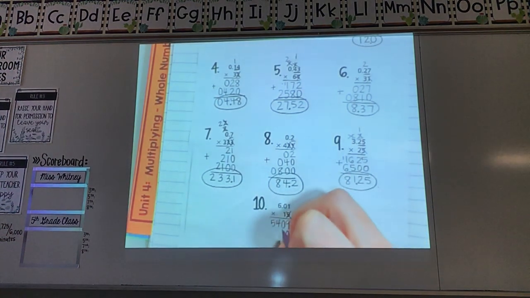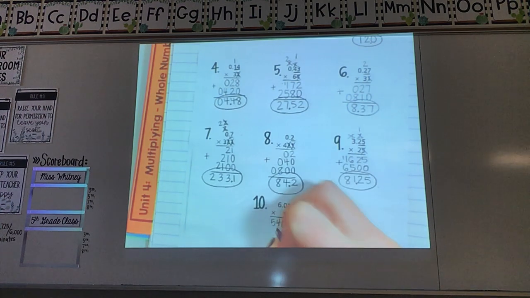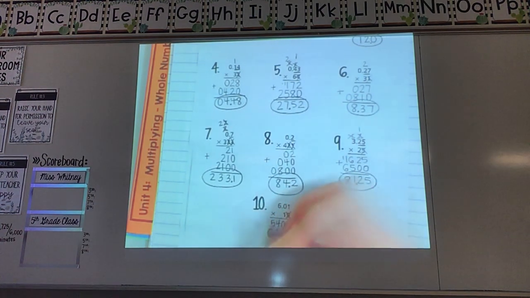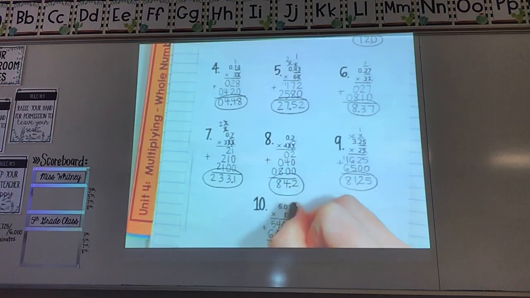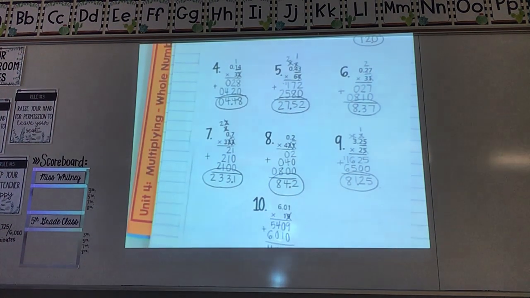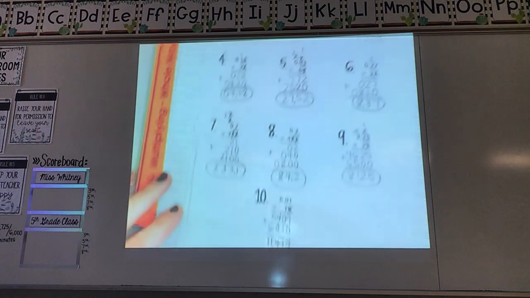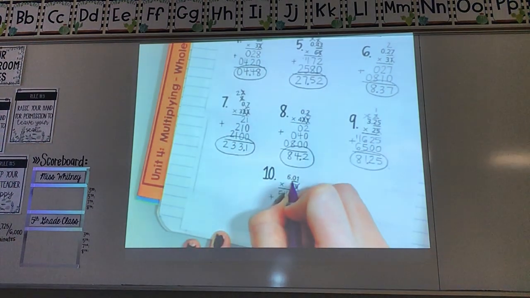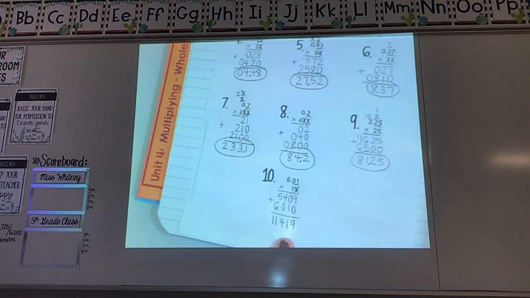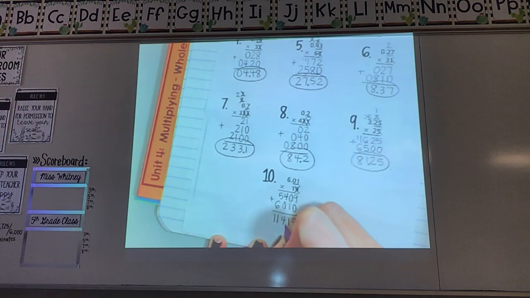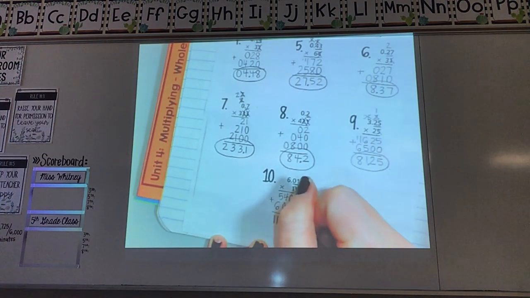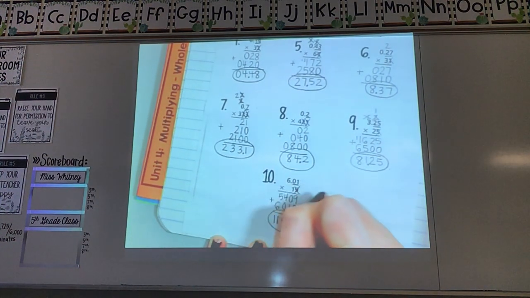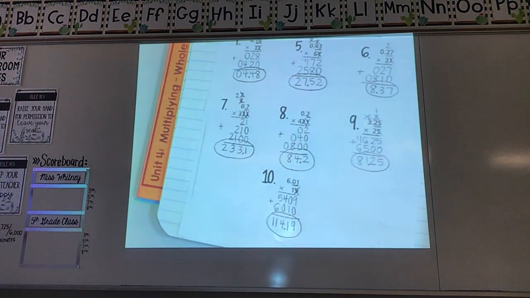1 times 1 is 1. 1 times 0 is 0. 1 times 6 is 6. Add them up. 9, 1, 4, 11. Ooh, big number. 11419. Oops, you can't see that. 11419. And all I need to do is decide where my decimal goes from there. So I look up here, I had 2 behind. So I should have 2 behind back here, which means my decimal has to go right here. 114.19.